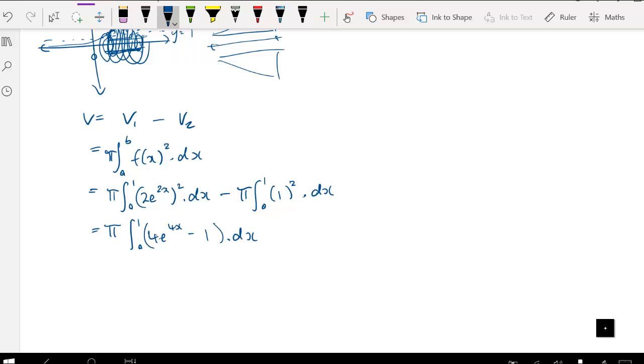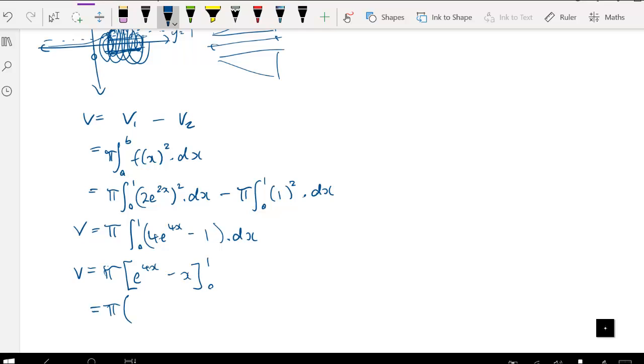with respect to x. So if we bring it all back together, 2e to the 2x squared is 4e to the 4x, 1 squared is 1, and since they've both been rotated about that axis, we can look at the difference of those as our f of x. So now this is simply going to be pi. Integral here will be 1/4 of 4e to the 4x, which will just be e to the 4x. Subtract x, and we're between 1 and 0.